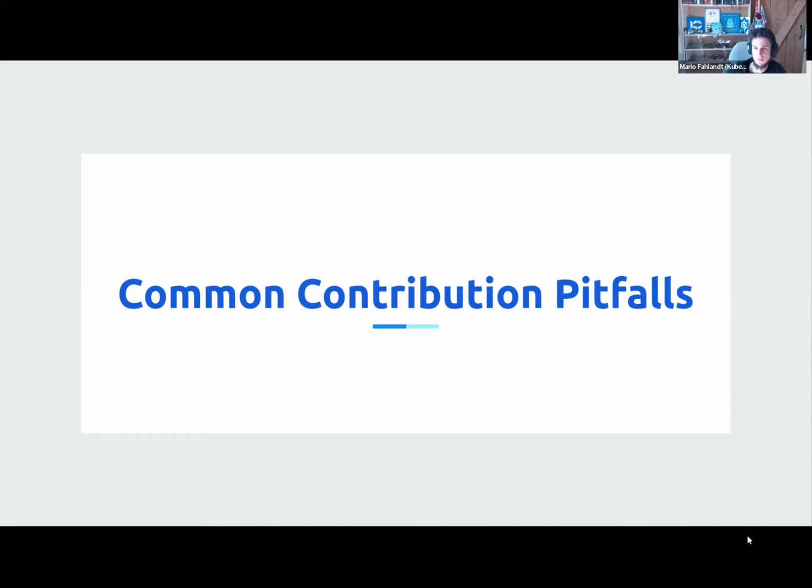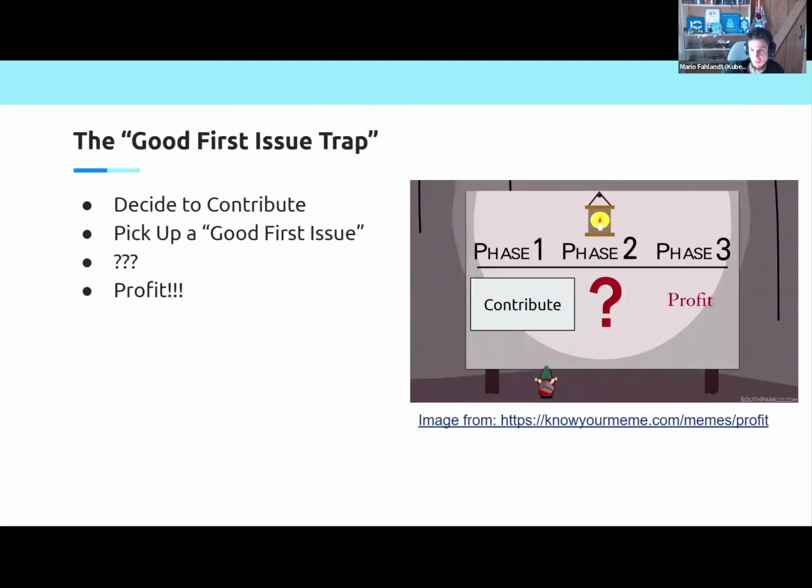Common contributor pitfalls. Let's talk quickly about this. A common contributor pitfall is falling into the good first issue trap. So usually it goes like this. You want to contribute to a new project and you find an issue that is labeled with good first issue in GitHub. And you think, hey, that's cool. I can claim this issue. I write some code and I contributed to Kubernetes.